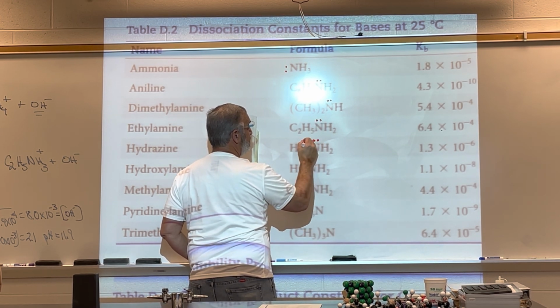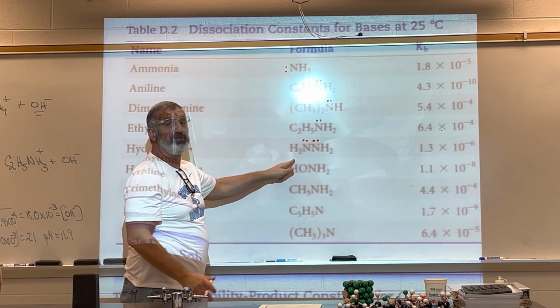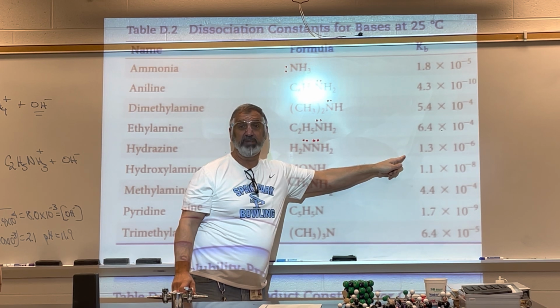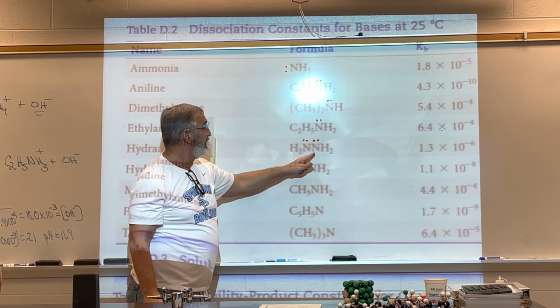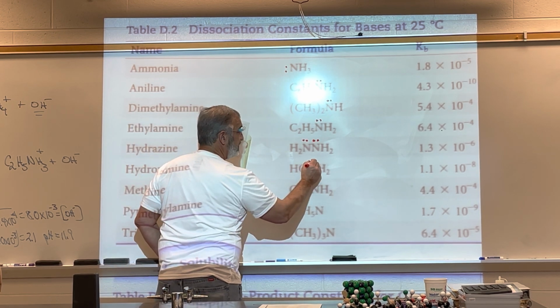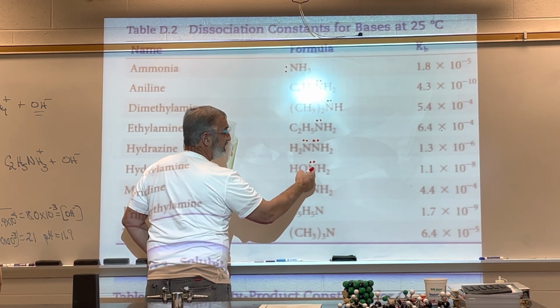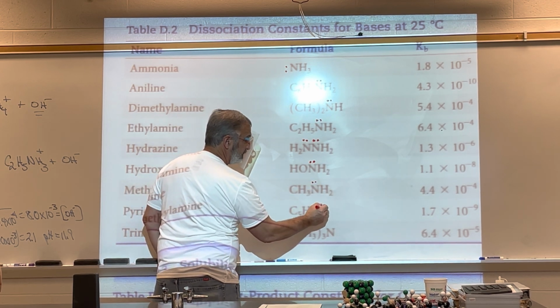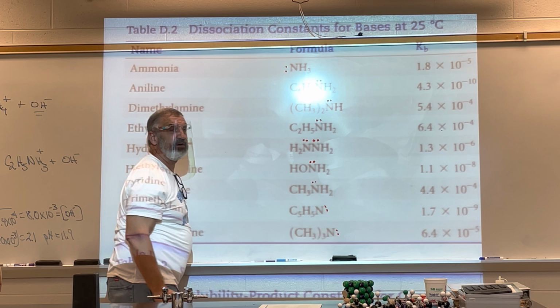Okay, this is going to be dibasic. This can handle getting 2. Now this is just for it to gain 1, but it could gain 2. It could go to N2H6 2 plus. Okay? Even though we have an OH here, it's the nitrogen that's going to be the donator of the electrons.